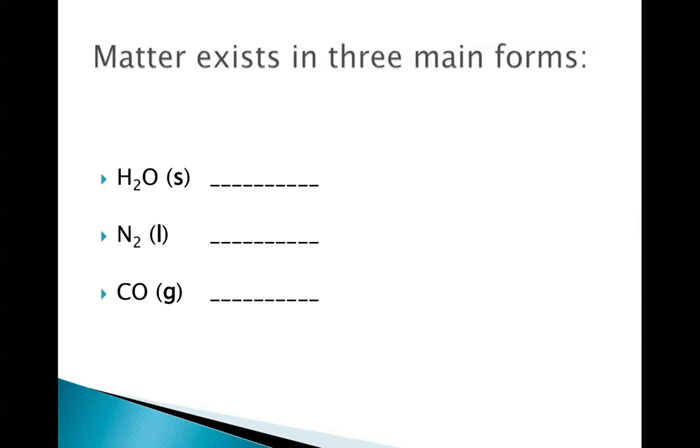So matter exists in three main forms. We've talked about these before in the notations for them. S meaning that we have a solid, L a liquid, and then G representing a gas. In this case, we can see that we have pure samples here, a pure solid sample of water, a pure liquid sample of nitrogen, and so on. So we're representing the three main forms here.